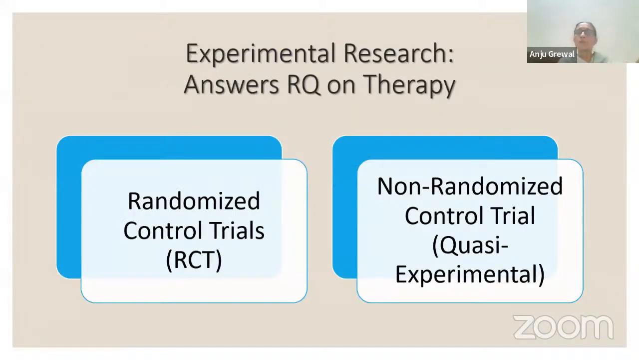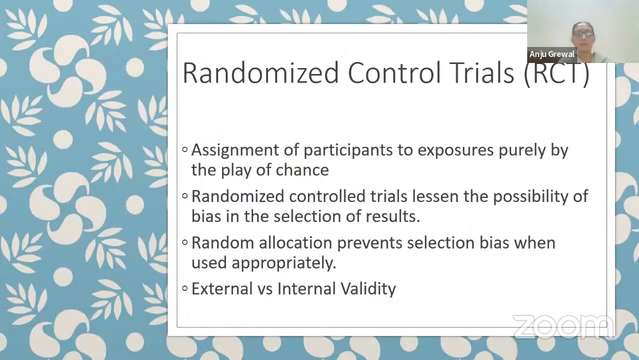And the last and the most widely practiced, as we all understand, are the randomized control trials and the non-randomized control trials. And as we know, randomized control trials ensure that the participants in both the arms, where an intervention would be done by the researcher, are assigned so as to have a minimal chance of bias coming up, whether it is a selection bias or an observer bias.